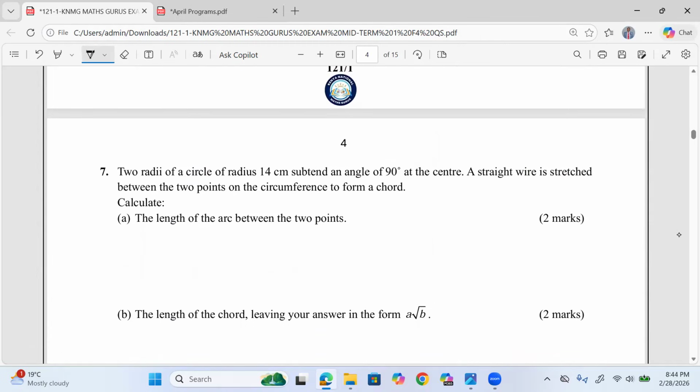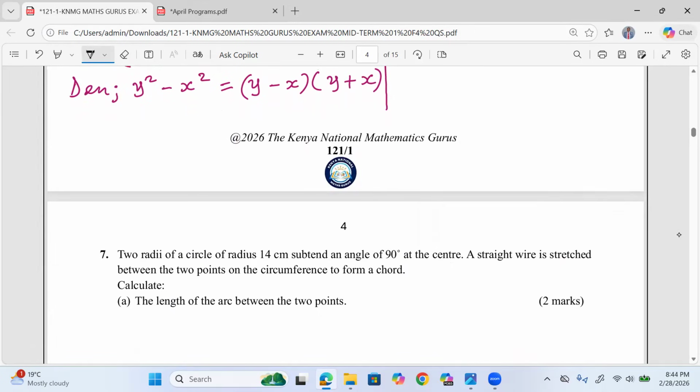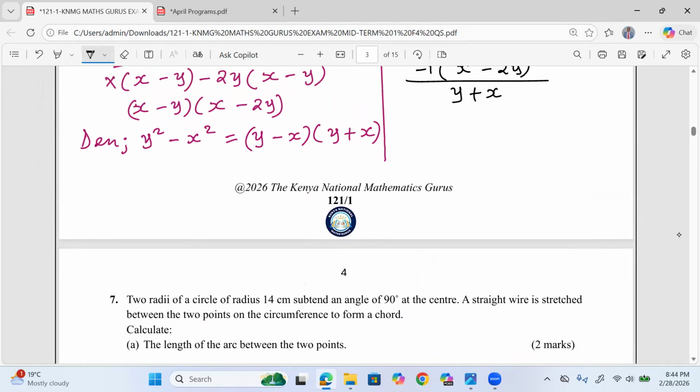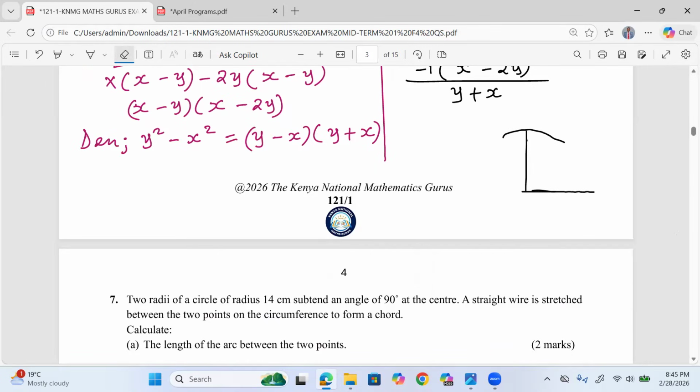Allow me to sketch this particular information. You know, most of the concepts in math are made simpler by diagram sketching. Some concepts become halfway simpler than how they are when not sketched. So we have a quarter of a circle here because I can see the angle subtended is 90 at the center. So that is a quadrant, a quarter of a circle. So the circle is like this.